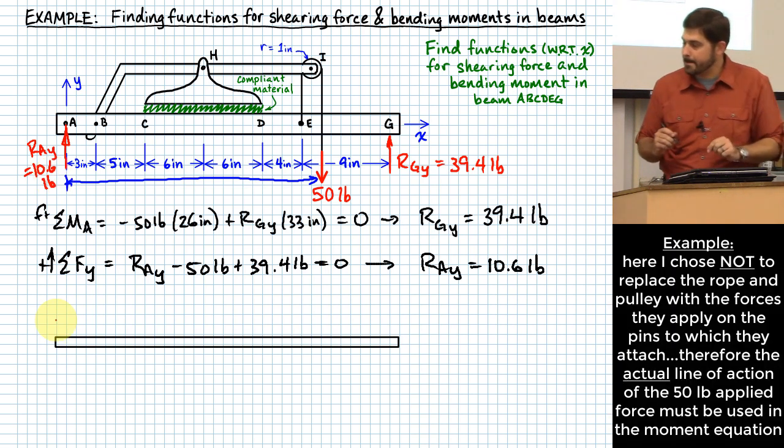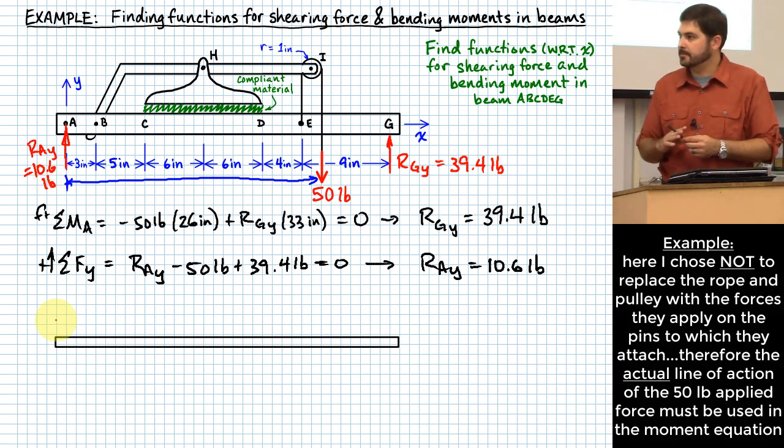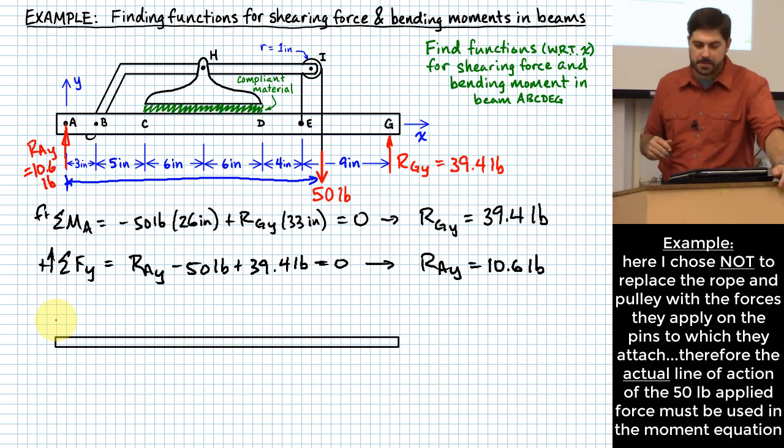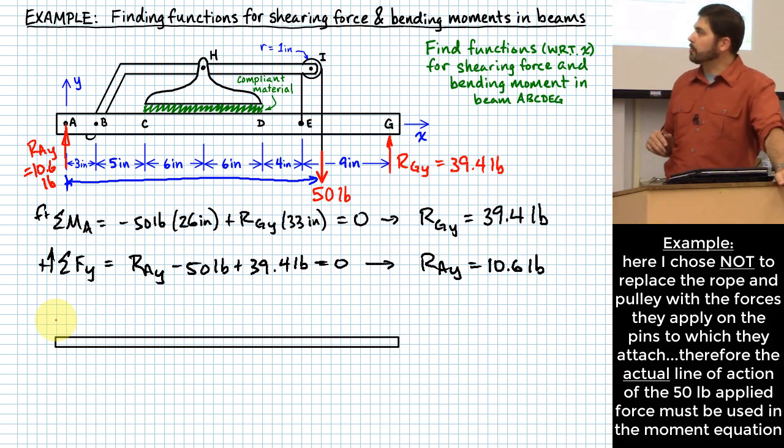Why do we use 50 pounds being 2 inches past the E? I thought we were able to reduce the force to the pin at the pulley. His question is, why did we put the force along the line of the rope where the force is being applied? The answer is yes, you can, but you have to replace the whole rope. If you decide to take the rope off of there and replace it with something else, you've got to take the rope off.